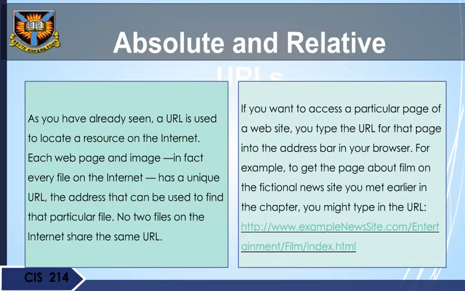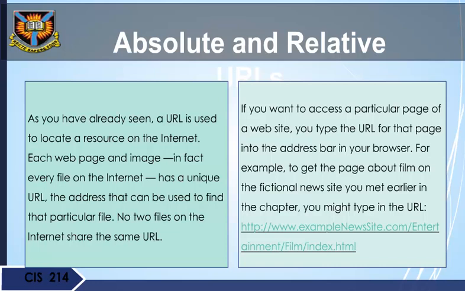Absolute and relative URLs. As you have already seen, a URL is used to locate a resource on the internet. Each web page and image, in fact every file on the internet, has a unique URL, the address that can be used to find that particular file. No two files on the internet share the same URL. If you want to access a particular page on a website, you type the URL for that page into the address bar in your browser.